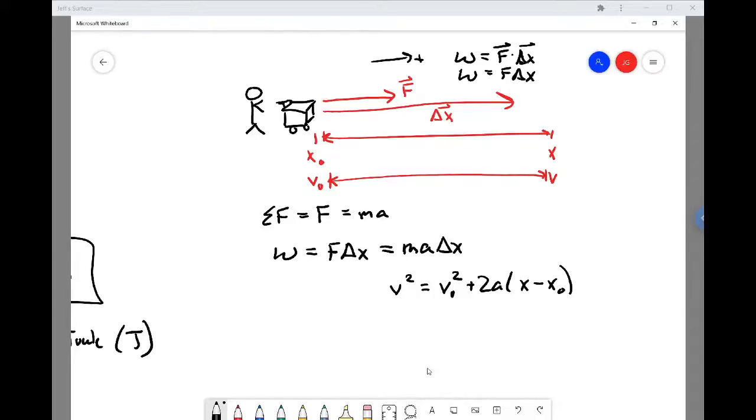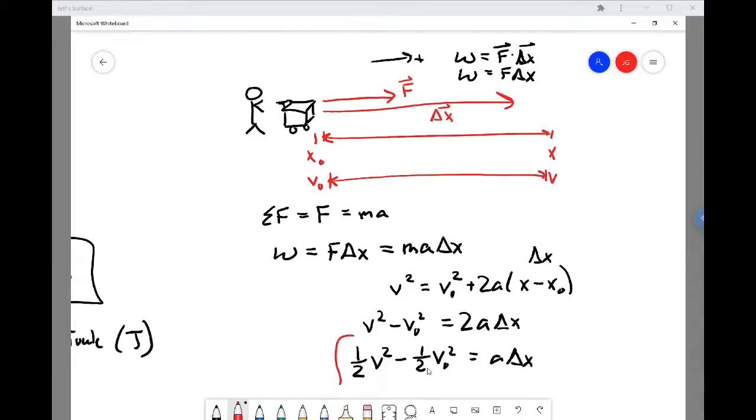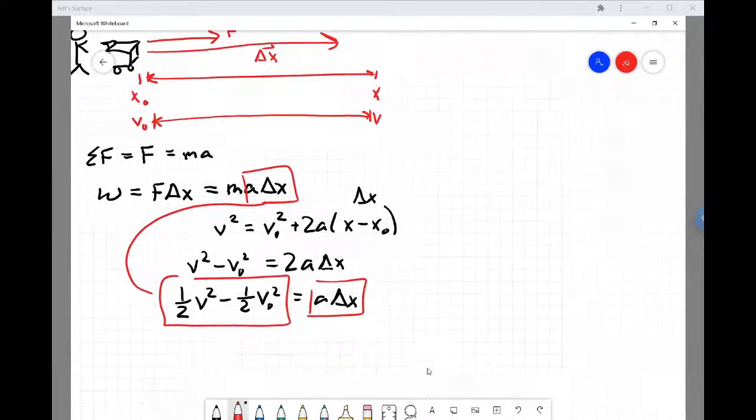So if we solve this, so this is a delta x. If we subtract the v naught squared from both sides, we get 2a times x minus x naught, which is delta x, and then divide both sides by 2, we get 1/2 v squared minus 1/2 v naught squared equals a times delta x. So we have this expression right here, which is equal to a delta x. We can plug it in up here, and let's see what we get.